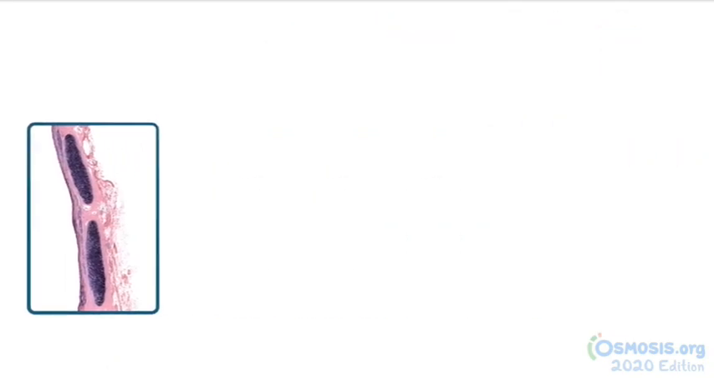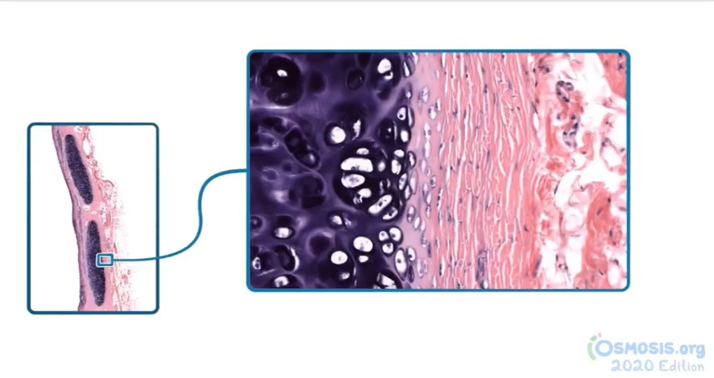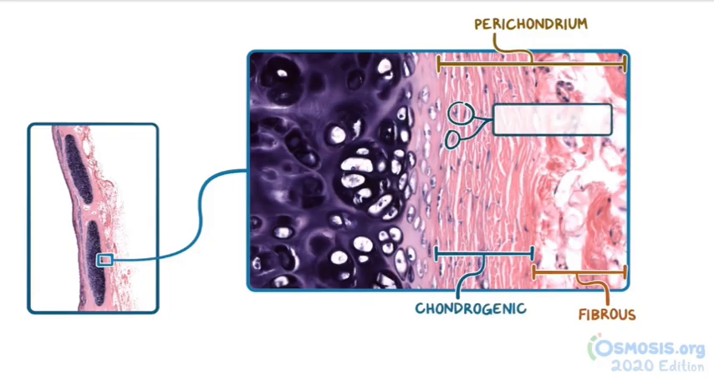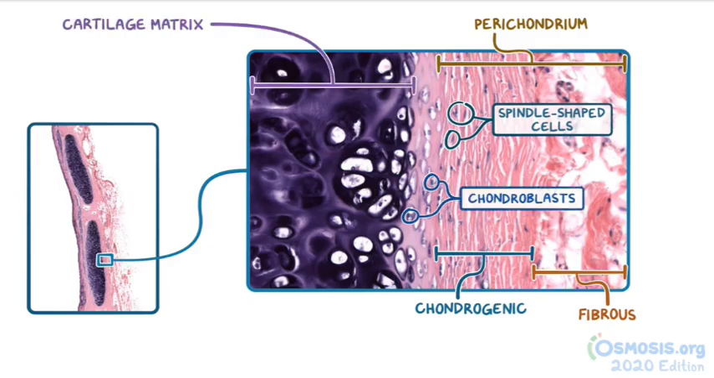If we take a closer look at the tracheal hyaline cartilage, it has an outer layer of dense, irregular connective tissue surrounding the cartilage called the perichondrium. The perichondrium is also further separated into an outer fibrous layer and an inner chondrogenic layer. Within the chondrogenic layer, there are spindle-shaped cells that differentiate into small cells called chondroblasts as they migrate deeper into the cartilage matrix. These cells will start producing cartilage matrix and eventually mature into chondrocytes.